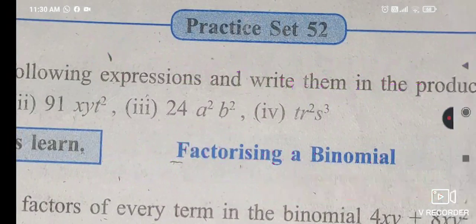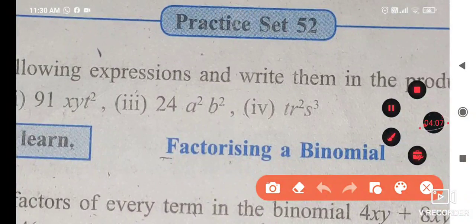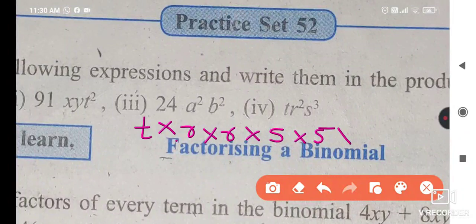Now the next example, that is the fourth example, is t r square s cube. t is single only, so write t as it is. r square is r into r, and s cube means 3 times, so we have to multiply s three times. So here is the factorization of t r square s cube.